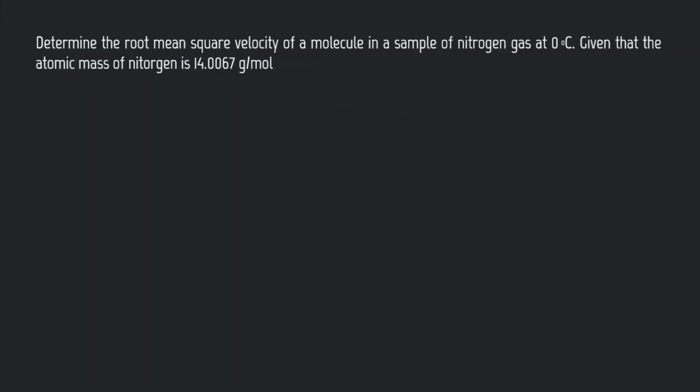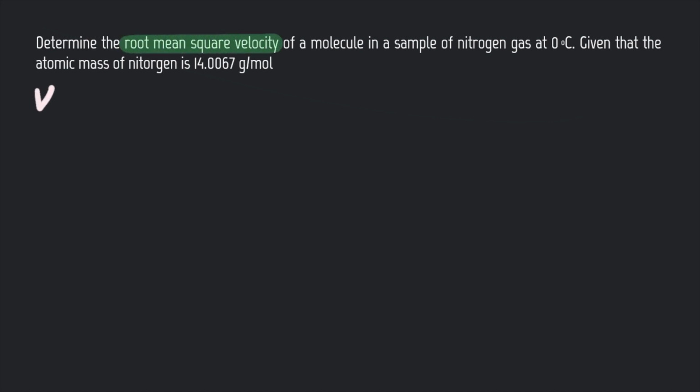Moving on to question number 2. Determine the root mean square velocity of a molecule in a sample of nitrogen gas at 0 degrees Celsius, given that the atomic mass of nitrogen is 14.0067 gram per mole. Right, so the question asks you to calculate the root mean square velocity.